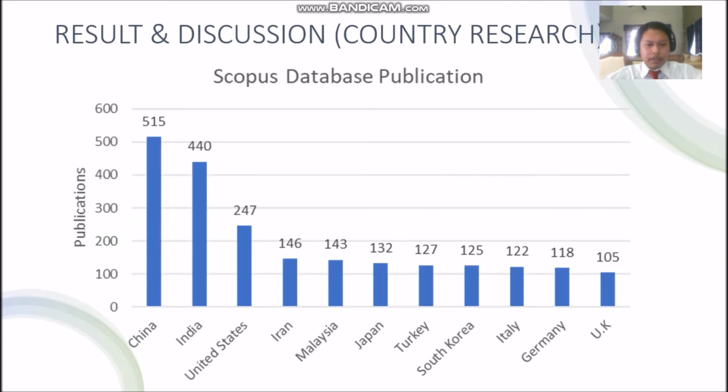Next, we can review the country research analysis based on the highest level of publishing research papers related to hydroxyapatite in biomedical. As the bar graph shows, China dominated, publishing 515 papers on hydroxyapatite research in biomedical. India and the United States are the next most active nations with 440 and 247 publications respectively, while Iran and Malaysia include the top 5 countries generating the most hydroxyapatite biomedical scientific articles with 146 and 143 publications respectively.